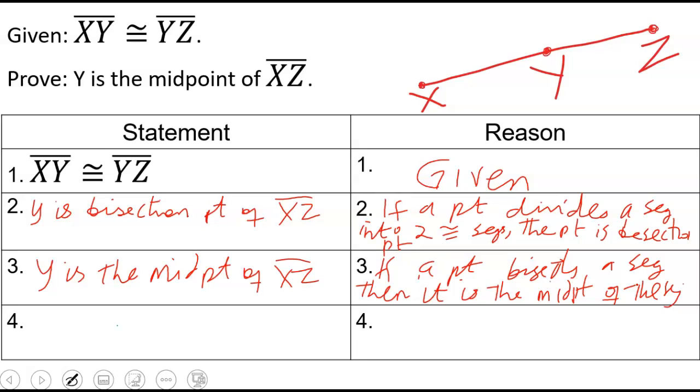Again, the first part of our statement has to talk about the bisecting, and the second part of our statement has to talk about the midpoint. It has to go in that order. Okay, the condition and the conclusion.